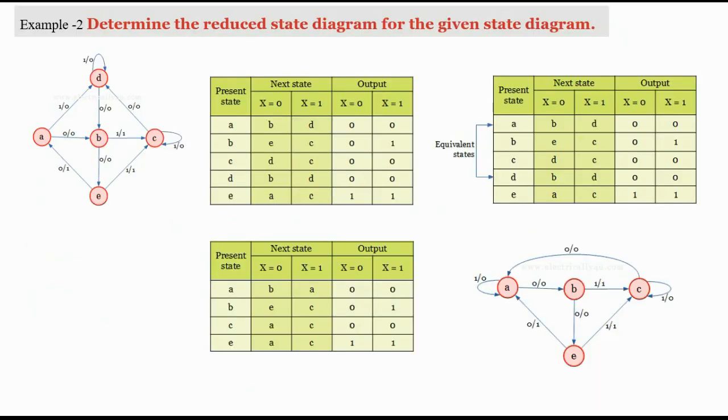And one more example. Same way, I have to build a state table from the state diagram, find out the equivalent states, and remove one, and this is the reduced one. So for this you have to build A, B, C, D. Which one is removed? D. So D is removed. So this is the reduced state diagram.